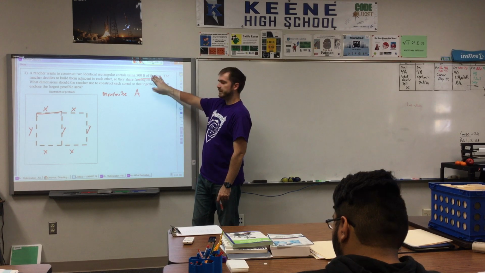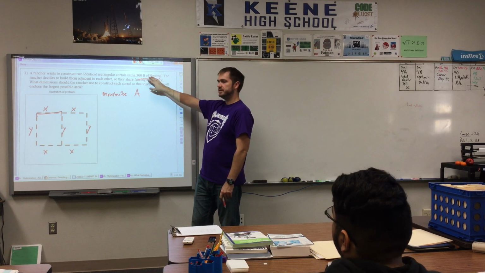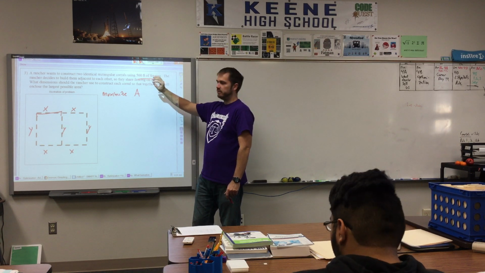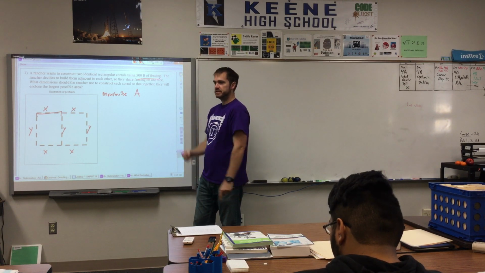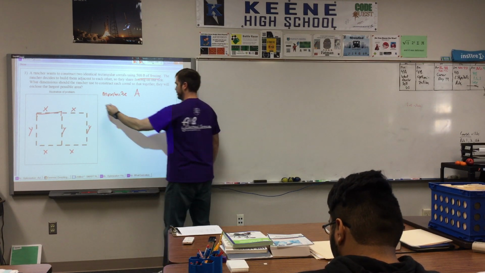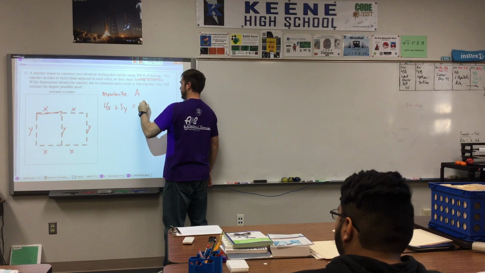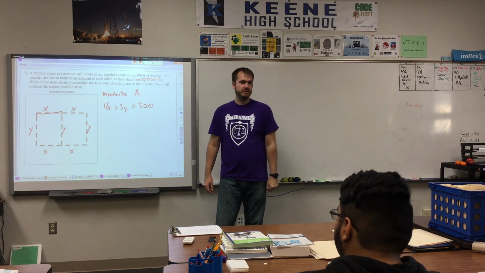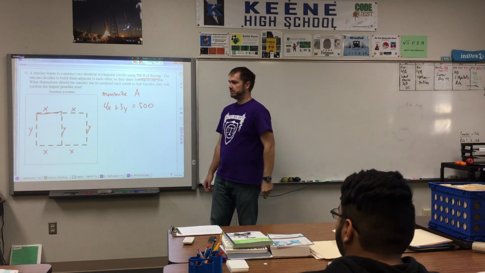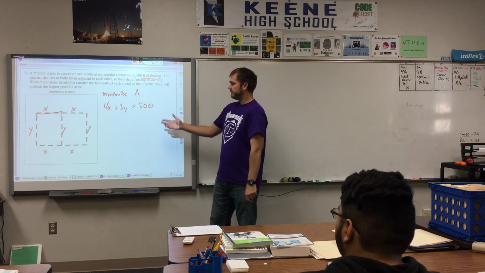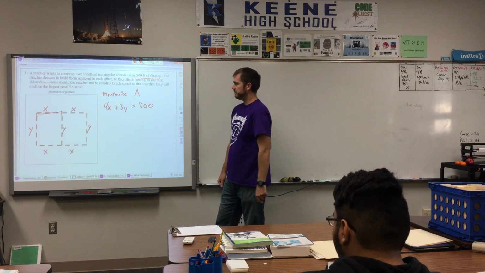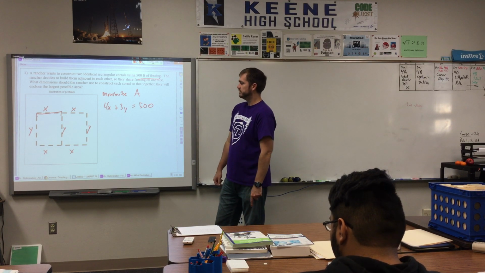All right, let's talk about this 500 feet of fencing. Anybody want to volunteer a formula that will summarize that? Yes, Chloe. 4x plus 3y equals 500. This is actually a pretty common calculus problem. It's called the Rancher's Dilemma problem. So anyway, yeah, 4x plus 3y equals 500. You can probably find people on YouTube that have done this kind of stuff.